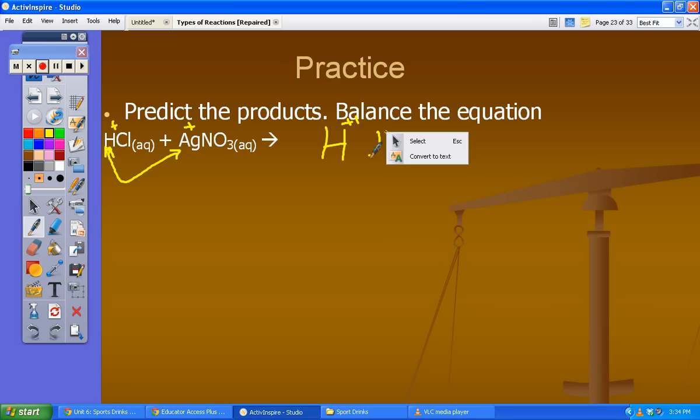nitrate, NO3, which is a negative 1. So that formula balances, plus silver chloride, which is a balanced formula as well. So these are predicted. We've done that. We've exchanged the two ions. Now we've balanced the equation because we have the same number on both sides.